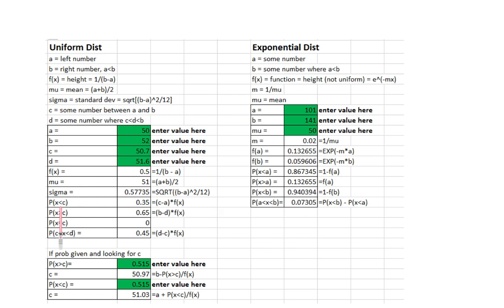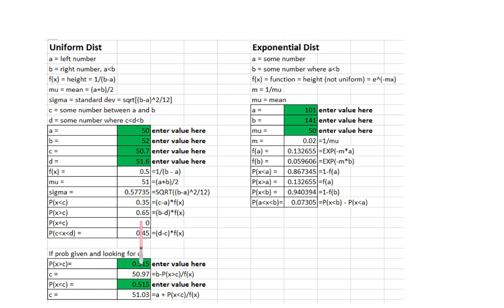The probability of being less than C, where of course that C is some number between A and B. So the probability of being less than C is going to be C minus my beginning A times my height. So that's in the spreadsheet. I did an equals, parentheses. I grabbed the cell that had C in it. And then I did minus the cell that had A in it, into the parentheses, and multiplied by my height here, which is my uniform distribution function.